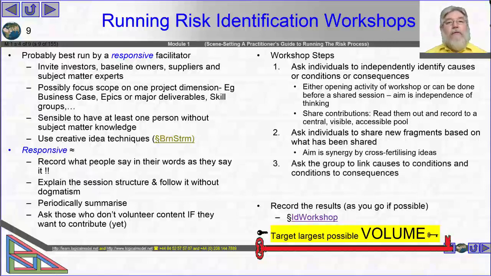And then when we've got that first couple of lists of items, we're going to ask the group to link causes to conditions and conditions to consequences. And by the time we're finished, every cause should be linked to the condition it creates, and every condition should be described with the consequences that arise. And we'll quite often find a cause creates a condition, the consequence of which is the cause of a new concern. So there's likely to be some chains in there.